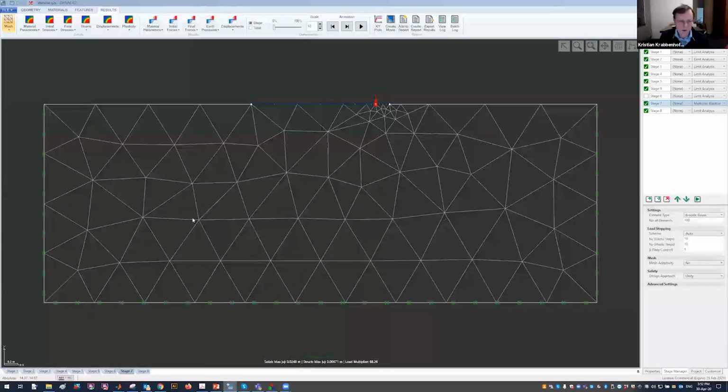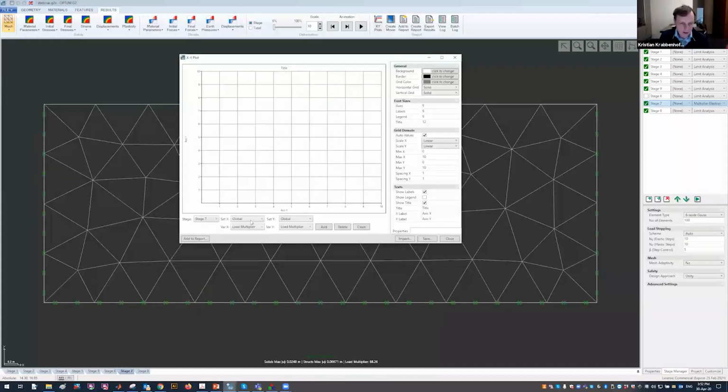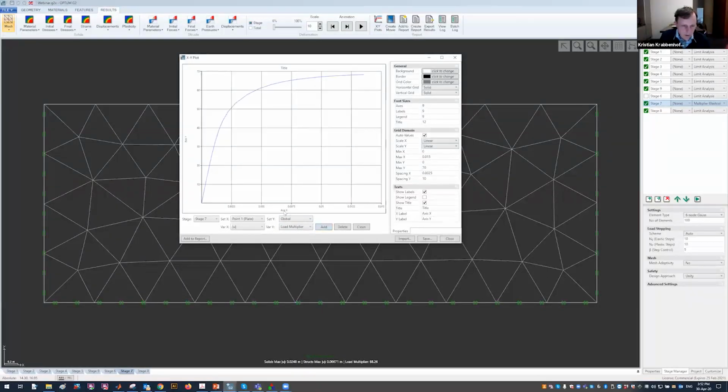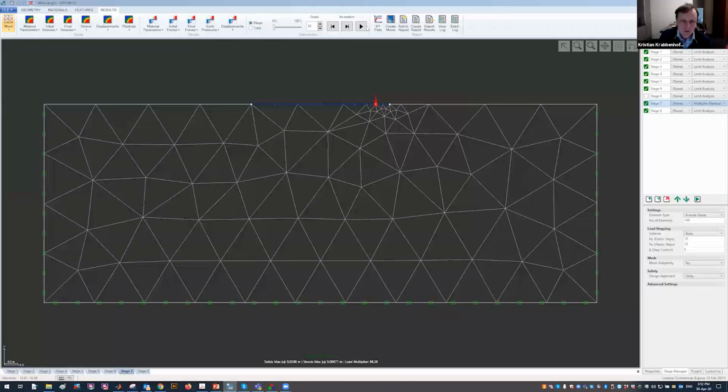Once the analysis is done, we can go into this XY plot, select the point, and plot the displacement versus the load multiplier. The displacement on the x-axis is real displacement, not displacement rates. So that's entirely possible to do, and there are no issues with interfaces or anything. The convenience of limit analysis carries over to elastoplastic analysis.